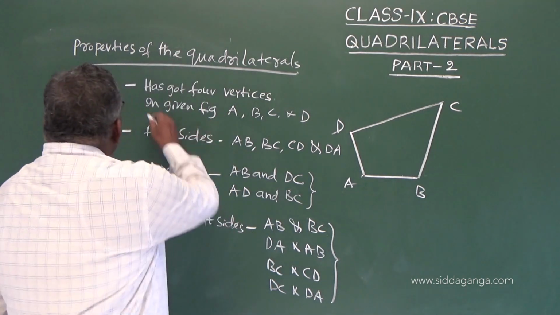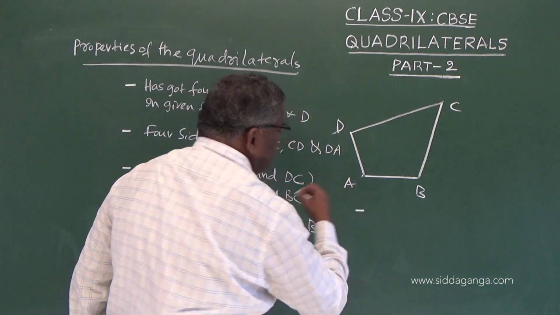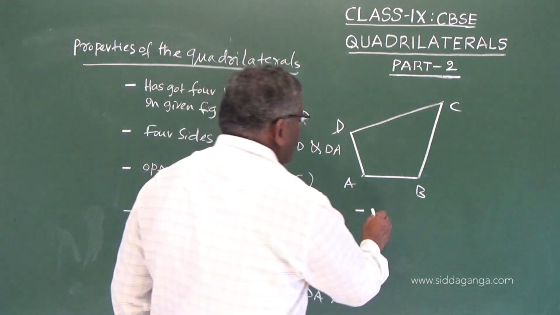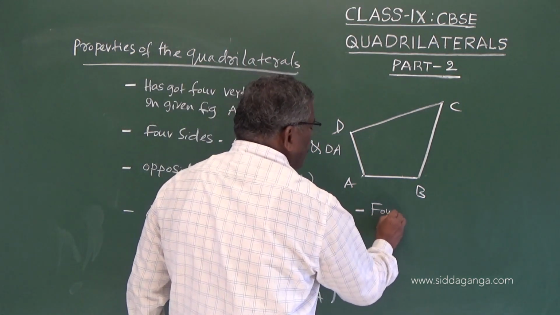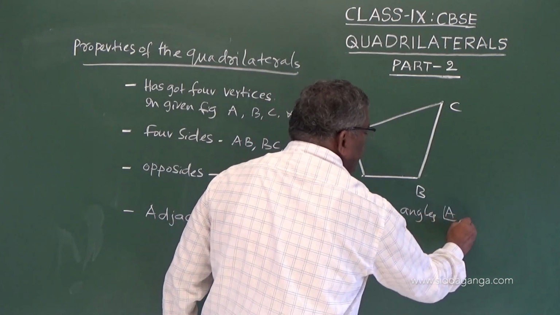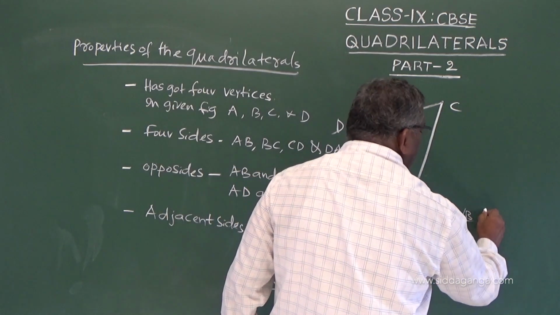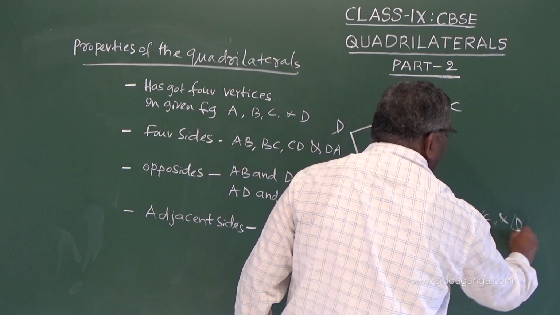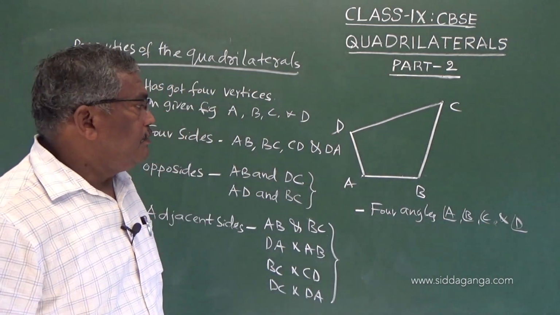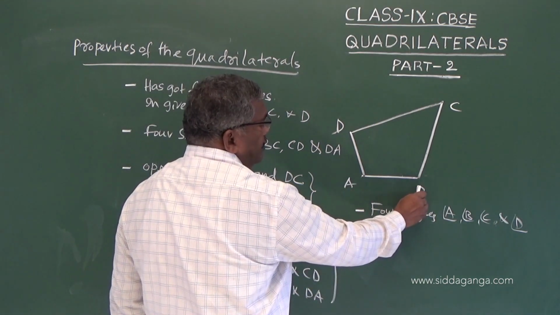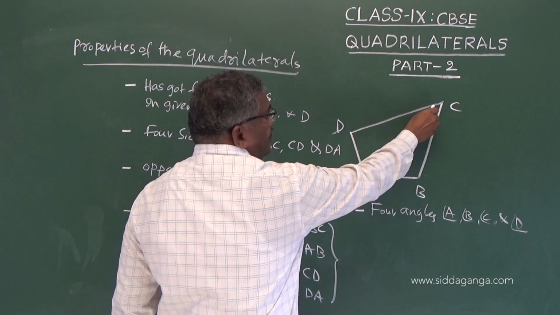Now, angles. We shall talk about angles. So, there are 4 angles. As you can see, 4 angles. So, angle A, angle B, angle C, and angle D. So this is very clear. Now, again, A and B are called adjacent angles, A and C are called opposite angles.